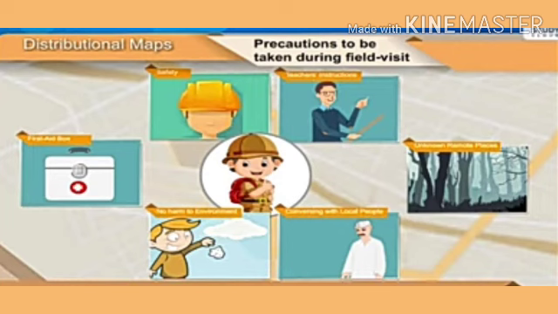Precautions to be taken during the field visit. Students, you should ensure safety of yourselves and others during the field visit. You should obey the instructions given by the teachers. You should not go to unknown remote places without the information of the teacher. During the field visit, you should try to understand the local circumstances by conversing with the local people. You should also ensure that you do not harm the environment in any way during the field visit. And you should keep a first aid box with you for emergency circumstances.